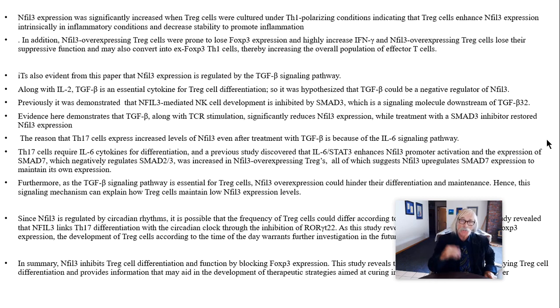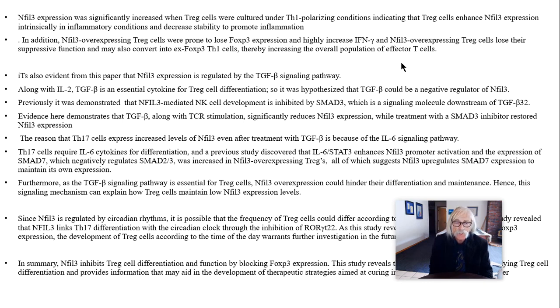Causes the suppression and causes its own expression, causes the depression of FOXP3 expression, what I meant there. Loses their suppressive function and may convert into an ex-FOXP3 Th1 cell, thereby increasing the overall population of effector cells, read inflammation. It also is evident from this 2019 paper that we're looking at that infil-3 expression is regulated by the TGF-beta signaling pathway, because that's what the data showed. I went through that data last time.